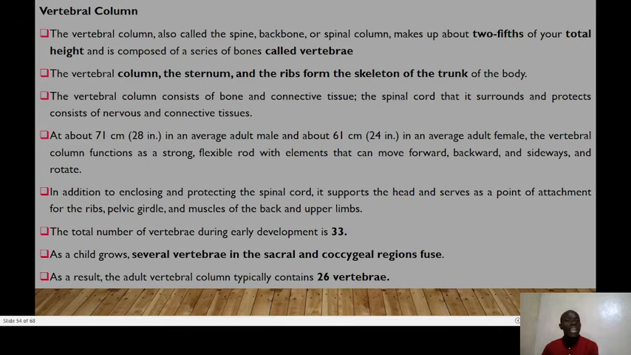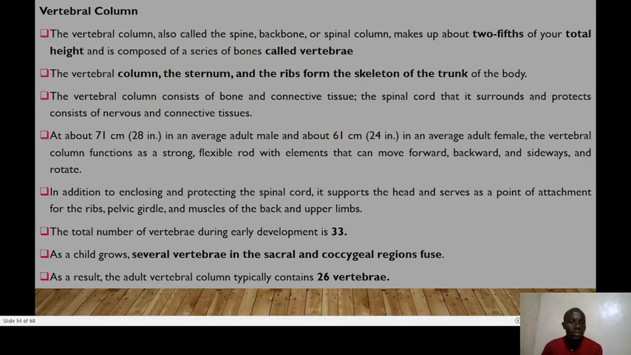Another component of the axial skeleton is the vertebral column. The vertebral column is also referred to as the spine, the backbone, or the spinal column, and makes up about 2/5 of your total height. It is composed of a series of bones called vertebrae. So the vertebral column, the sternum, and the ribs form the skeleton of the trunk of the body.